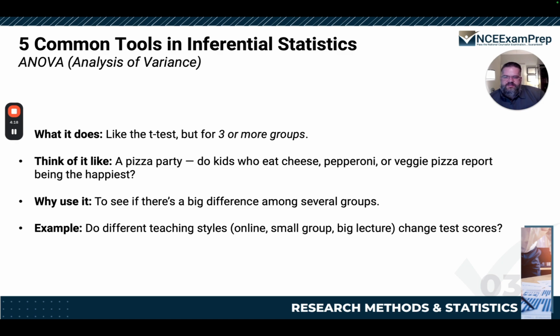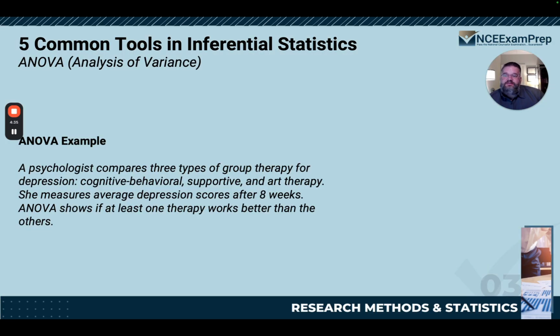Okay. Another example: do different teaching styles, online, small group, or big lecture, change the test scores? We would find the averages of all of those test scores, run it through the ANOVA formula, and then we'd be able to draw some conclusions and see if there's an actual difference or if it's just by chance.